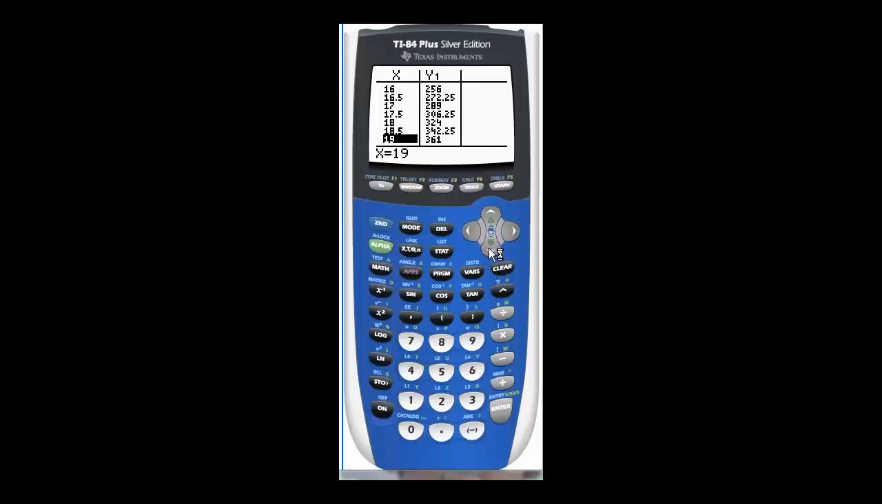Now let's go back to table setup. Independent, let me change that. Instead of auto, let me change that to ask. So I just arrowed over until it was highlighted, and then I hit enter, and now it's blinking. Now when I go to table, nothing's there. Because what that setting does is the calculator's waiting for you to ask it for a specific x value. It's not just automatically giving me a list of them.